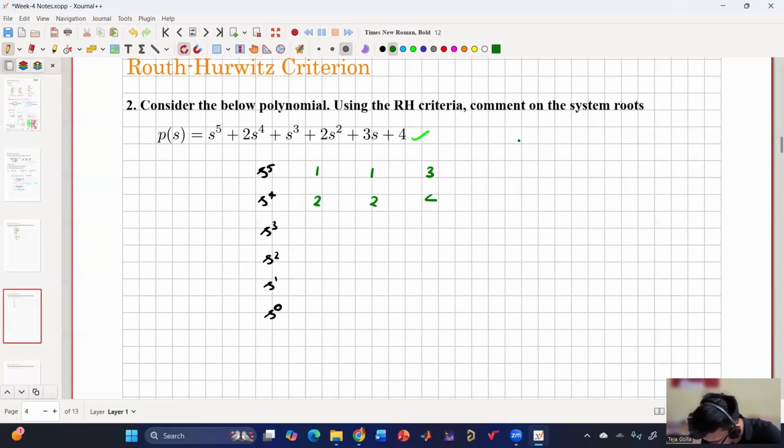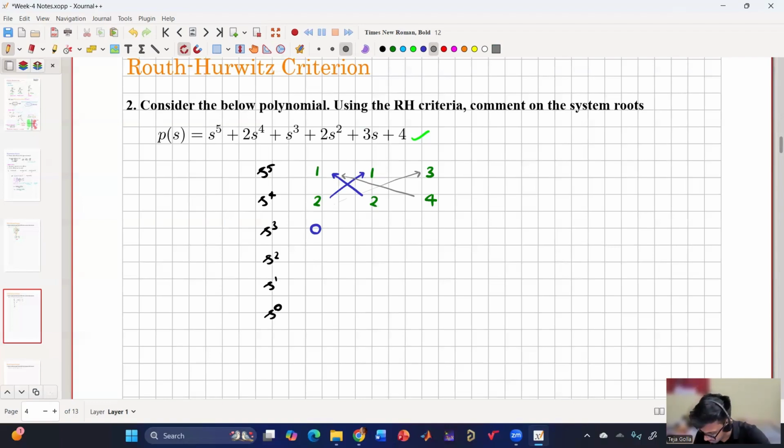Now the first element of the s cube row will be what? 2 into 1 minus 2 into 1 by 2, so it is 0. Now the next element, how to calculate? 2 into 3 minus 4 into 1 by 2. So how much is that?